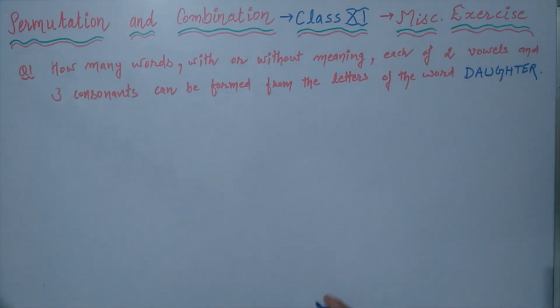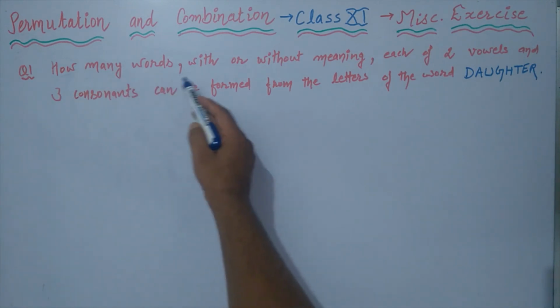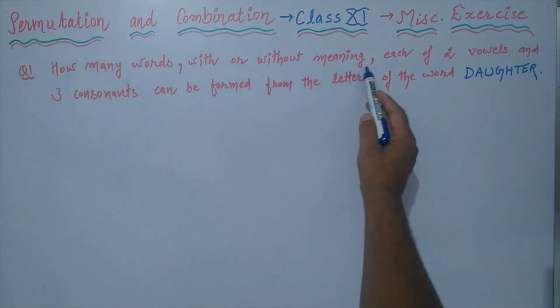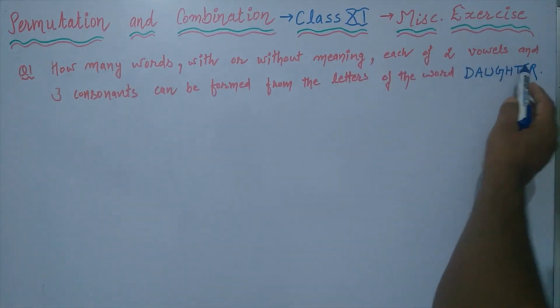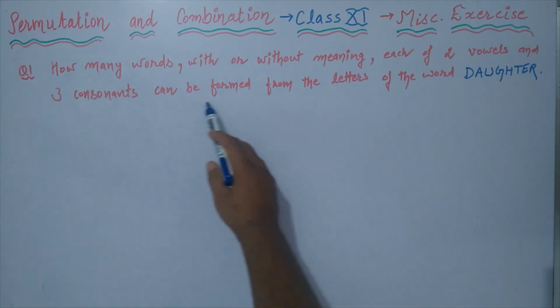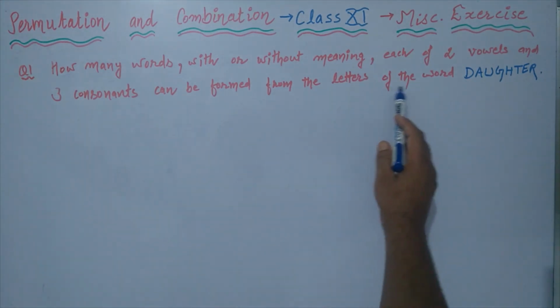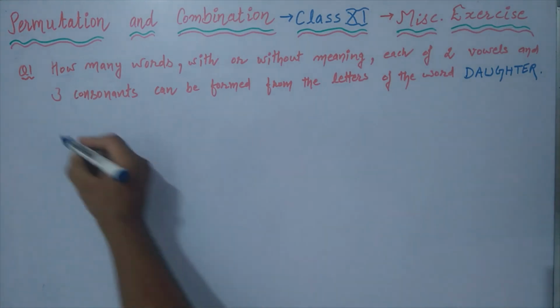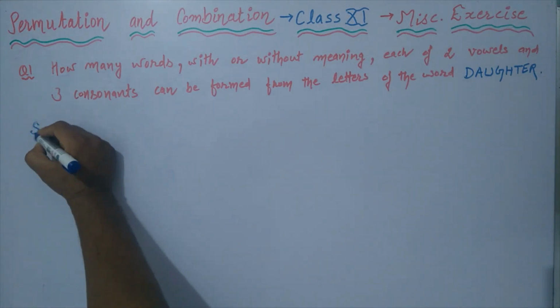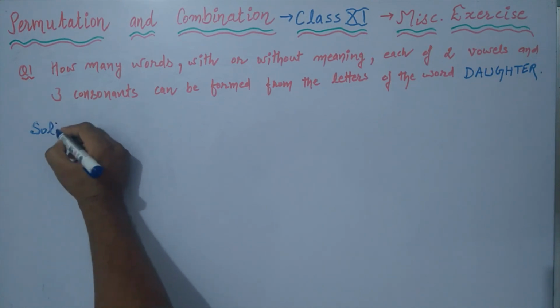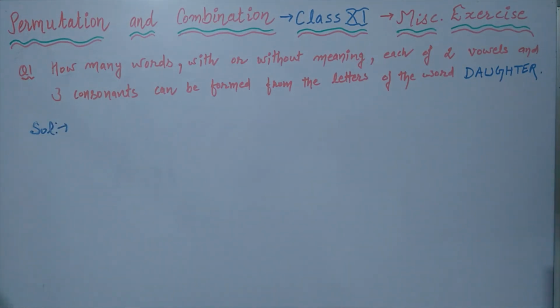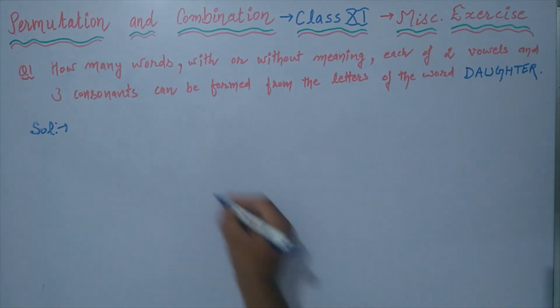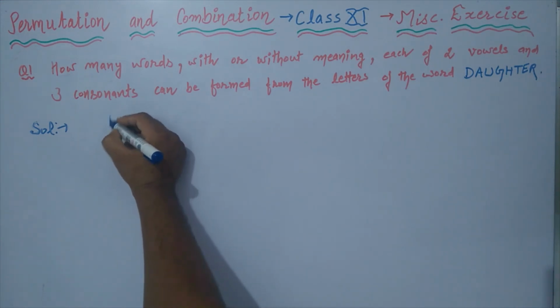Question number 1 is: how many words with or without meaning, each of two vowels and three consonants, can be formed from the letters of the word daughter? So, my dear students, in this question, we are going to use permutation as well as combination. The given word is daughter.